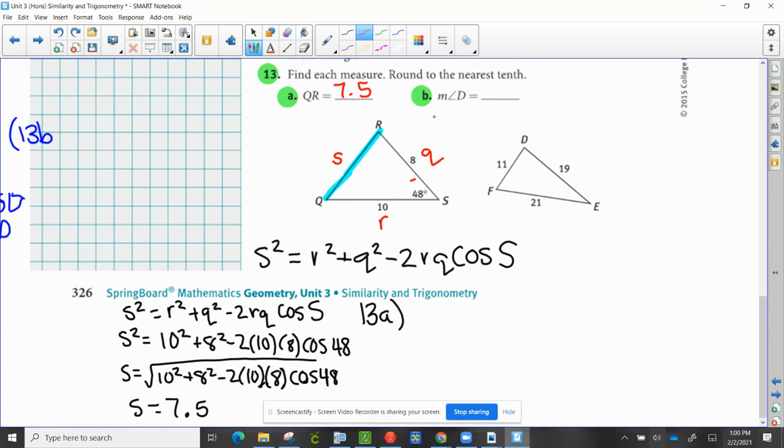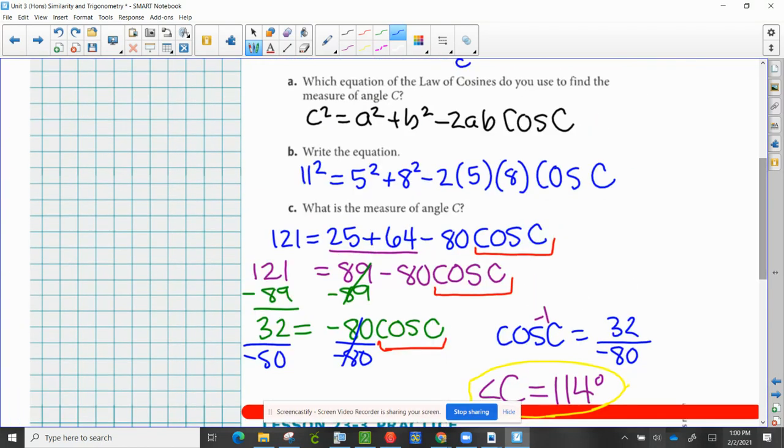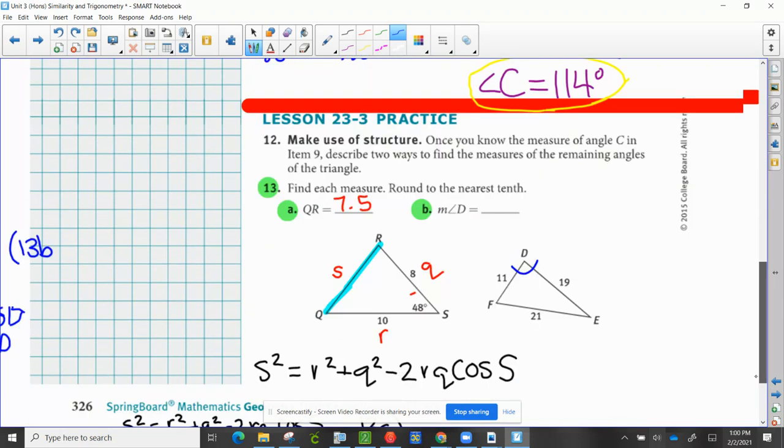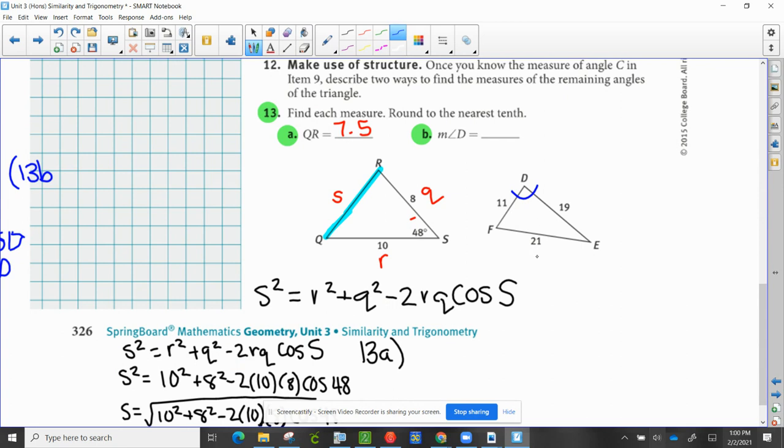Now letter B, to find the measure of angle D, you're going to have to do what we did up here. Set up your law of cosines, then isolate it for the cosine part of the equation. Use inverse trig to find the angle measure. If I help you set this up, this is little d, little e, and little f. If you're trying to find angle D, then you're going to use D squared is equal to E squared plus F squared.